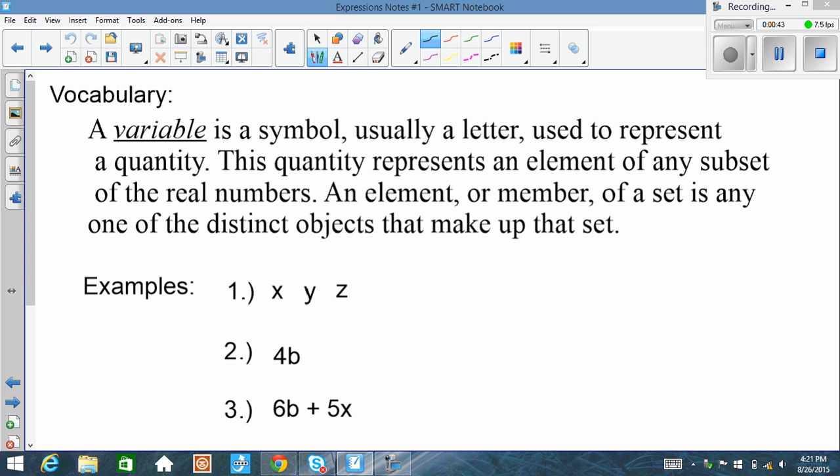For instance, what are the variables in the first example? Variables are x, y, and z. In number 2, what would be the variable? The variable would be the letter b. In number 3, there's actually 2 variables, the variables of b and x. Again, you might want to stop the video so that you may write some of this stuff down.